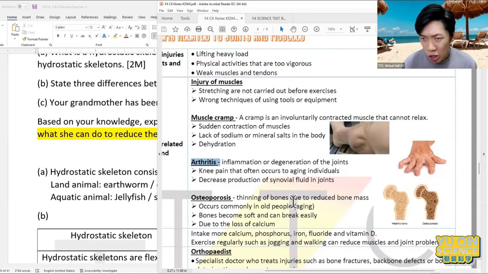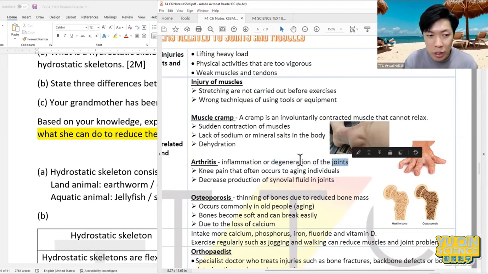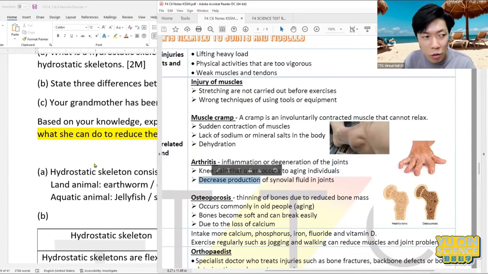What is the possible cause? When we grow old, our synovial fluid decreases. That causes degeneration of the joint. The fluid between your bones helps to support and lubricate the joint. But when we grow old, there is less of it, so there is friction between the bones. That's why it causes pain. So the problem is degeneration of the joint, with decreased production of synovial fluid.